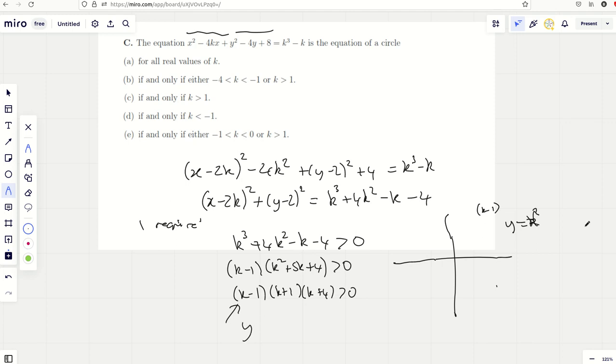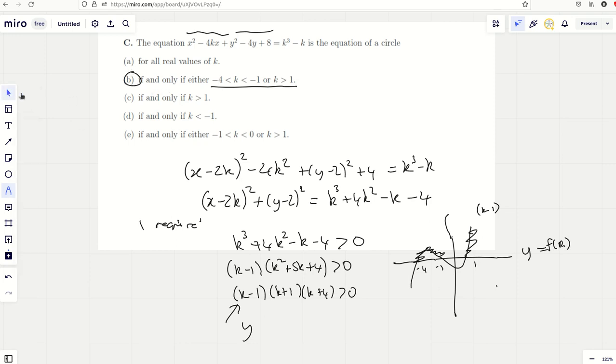Call out y, then this is y equals the function of k. Okay, right, let's tidy that up a bit. Just draw the cubic. It's going to go through minus 4, minus 1, and 1. We want it to be bigger than 0, and so there, between minus 4 and minus 1, or there, 1. So it's minus 4 to minus 1, or k is 1.